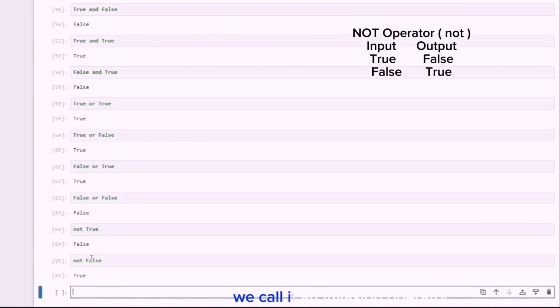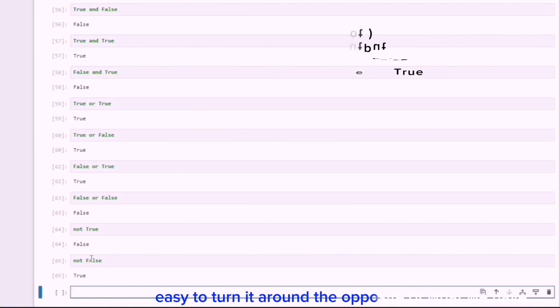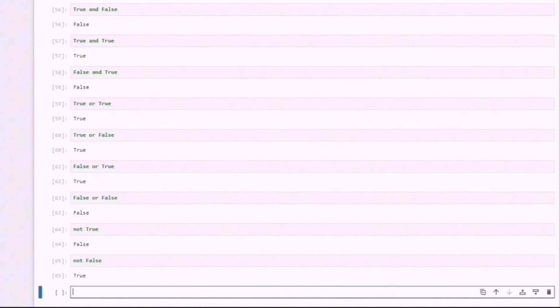So we call it an inversion operator. Use it to turn it around, the opposite of what we have. So I hope we are very clear with the logic operators. Now we are going to be looking at the identity operators.